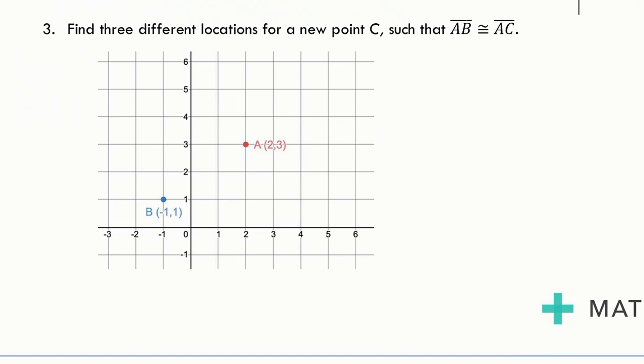All right, so for number 3, find 3 different locations for a new point C such that AB, so this distance, will be the same as AC. So this is kind of like the new airport situation. So what I did is to get from A to B, you go down 2, right 3. So C can be any combination where you move 2 a certain distance and you move 3 a certain distance. So what is one point it could be?